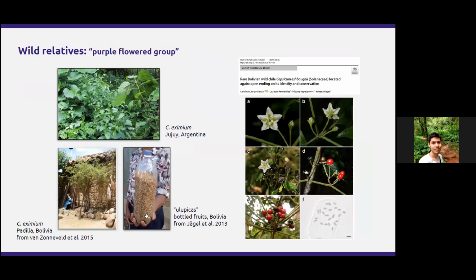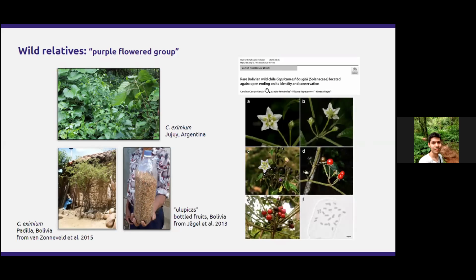As we can see here, the species is collected, bottled, and marketed throughout southern Bolivia. And the cardenasii fruits are also harvested and transported. These species are known by the locals as ulupicas. Although they are not domesticated, they are harvested and sold, and they have economic importance. And finally, about these wild relatives, I would like to mention Capsicum sbaughii. This species is an even more special case within this group of plants, since it has a very restricted range in central Bolivia and is little known to science to date.